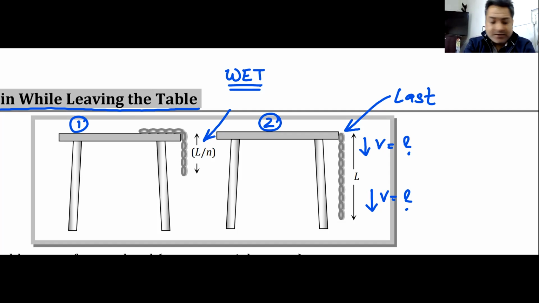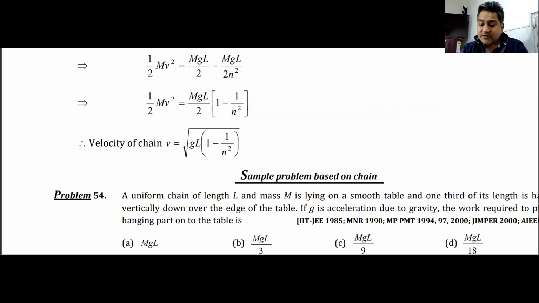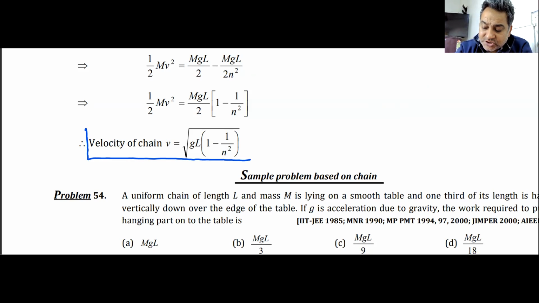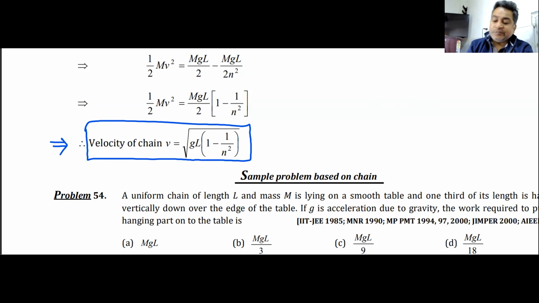Well, I hope you have noted down the diagram. Once you have noted down the diagram, you simply can note down the velocity of the chain as it is leaving the table. Velocity of the chain as it leaves the table is given by this formula: root over GL into (1 minus 1 by n square). You just need to put the value of n. If n is 2, it will be 2 square, 4. If n is 3, it would be 3 square, 9, and so on. Just note down this formula.